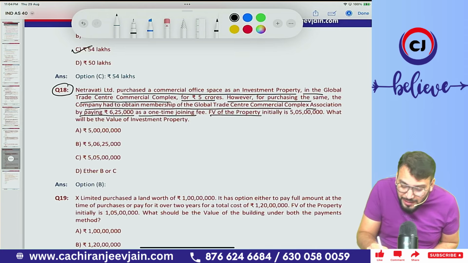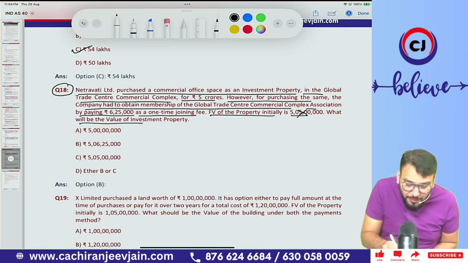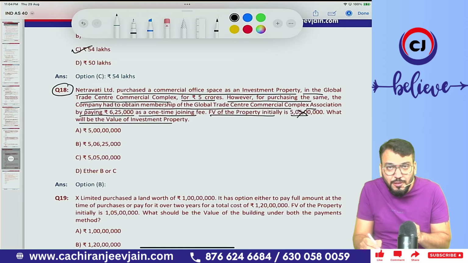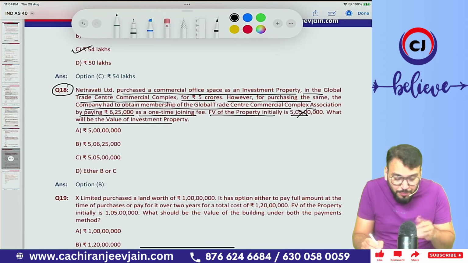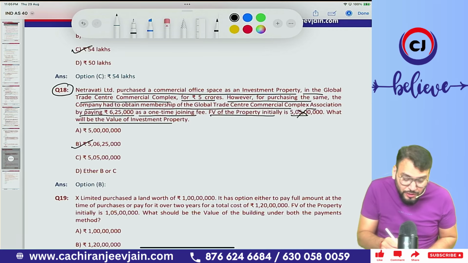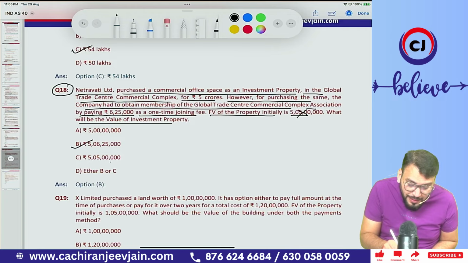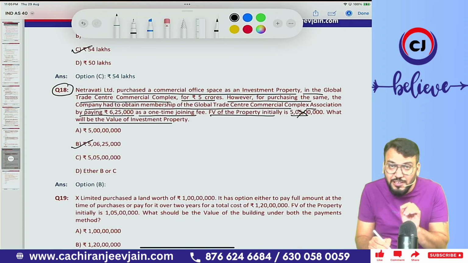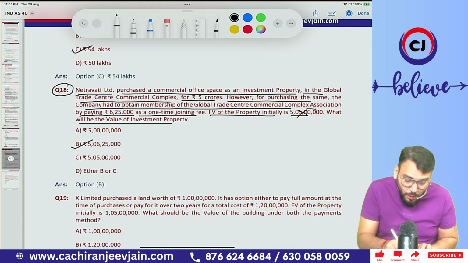Fair value of the property initially is 5 crore 5 lakh. This is not at all relevant. What will be the value of investment property? The initial value of the investment property will be 5 crore plus 6,25,000. That is option number B. You can see C is 5 crore 5 lakh, which is fair value, and they have given D as either B or C, which may confuse you in the exam. So fair value for investment property is not at all relevant. So the option is what? 5 crore plus 6,25,000.